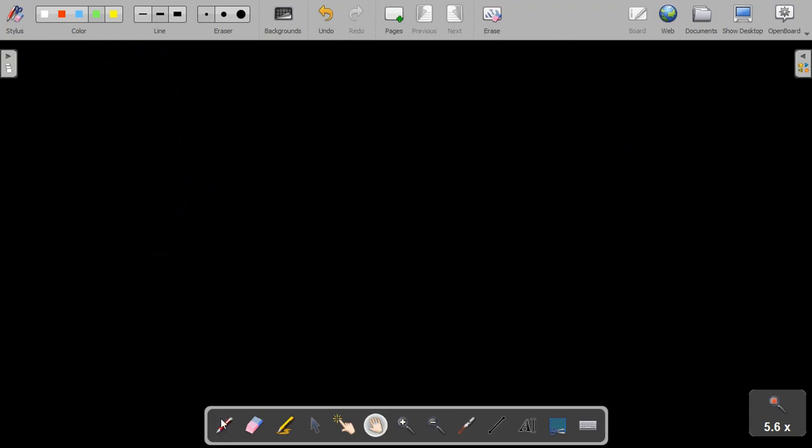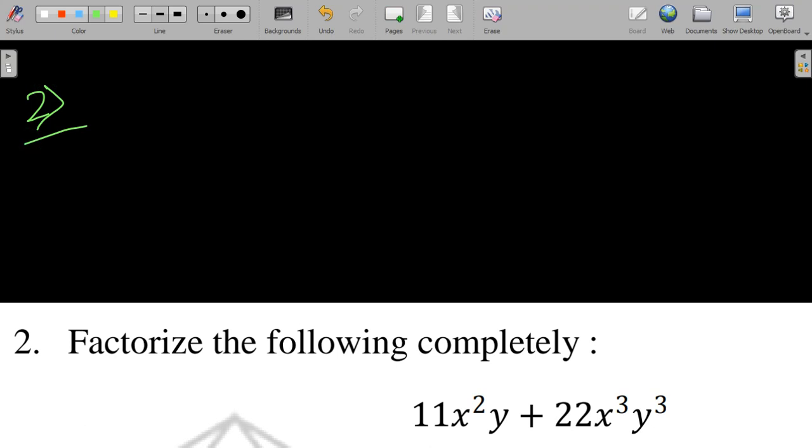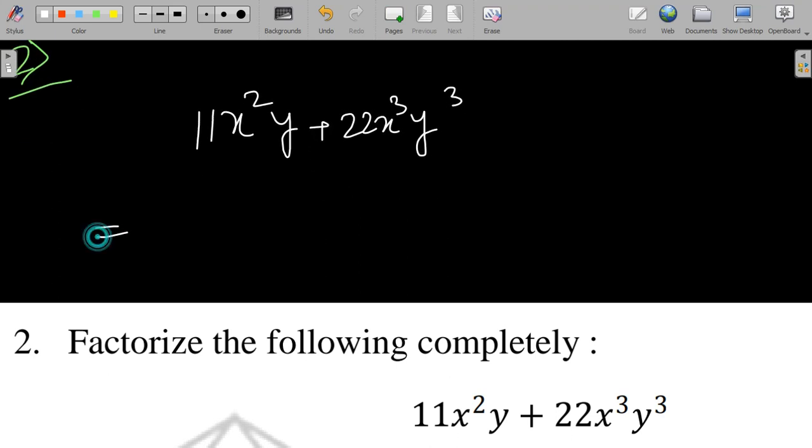In the next question, it was asked to factorize the following completely, and the expression was 11x square y plus 22x cube y cube. As I've already told you in class, first you need to look at the numbers and do the HCF of them. Here it's easily visible that the HCF of 11 and 22 is 11.